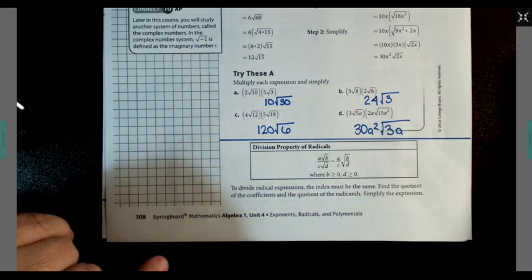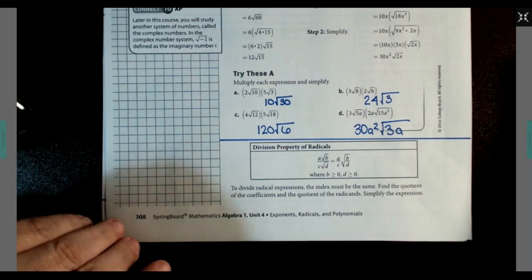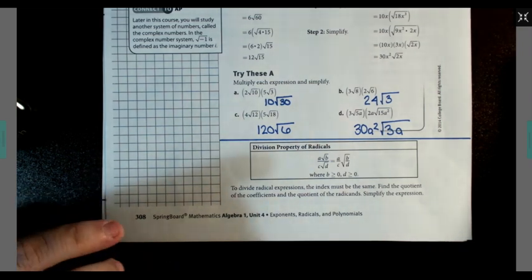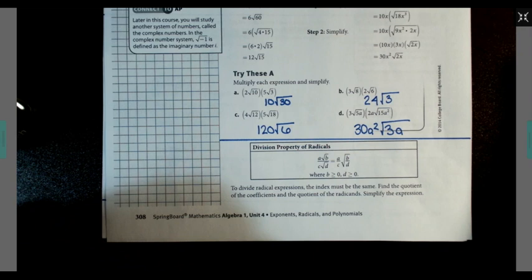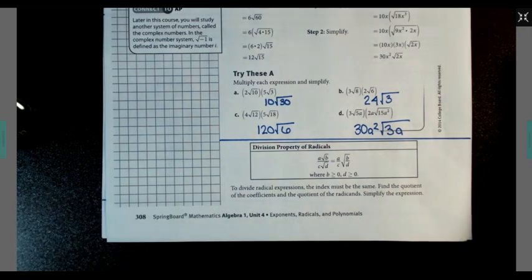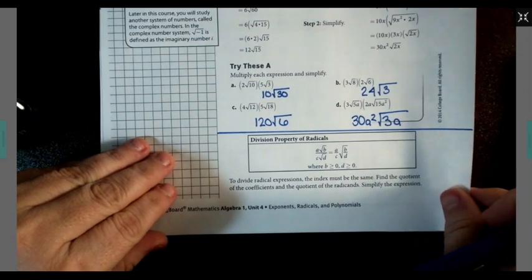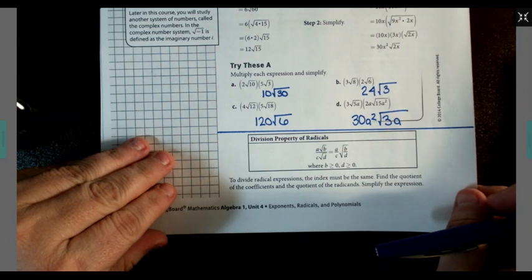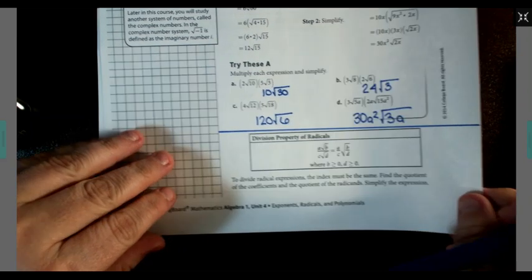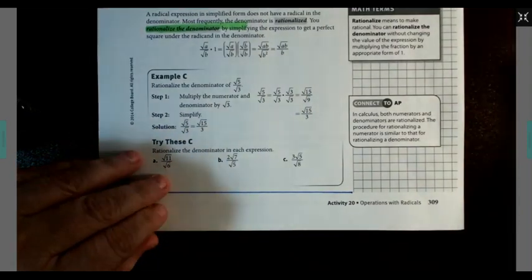Division property of radicals: the square root of b over c square root of d is equal to a over c times the square root of b over d, where b is greater than or equal to 0 and d is greater than or equal to 0. To divide radical expressions, the index must be the same. Find the quotient of the coefficients and the quotients of the radicands, and then simplify the expression.